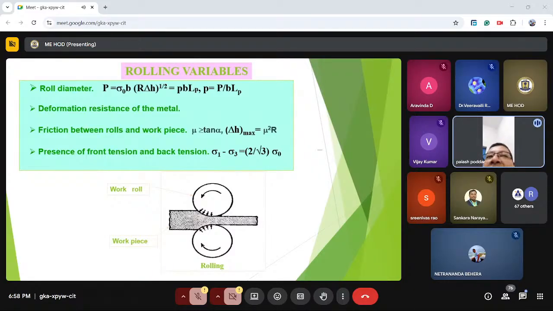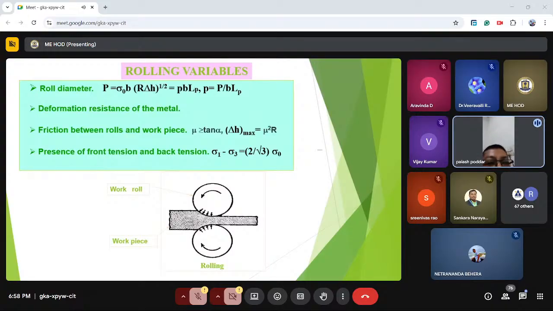Presence of front tension and back tension. There are several rolling mills where you can see a front tension by the ETR, the entry tension reel, and the DTR also, the delivery tension reel. If this ETR and DTR tension is applied horizontally, then the vertical load of the rolling mill itself, the rolling load, will reduce a bit. That is called the presence of front tension and back tension.